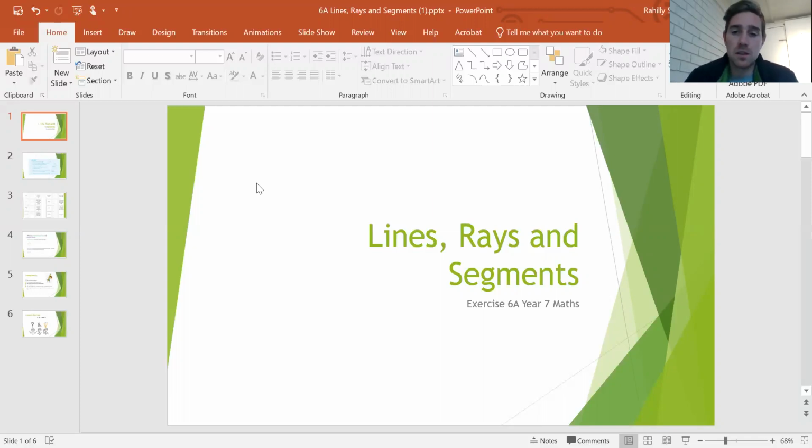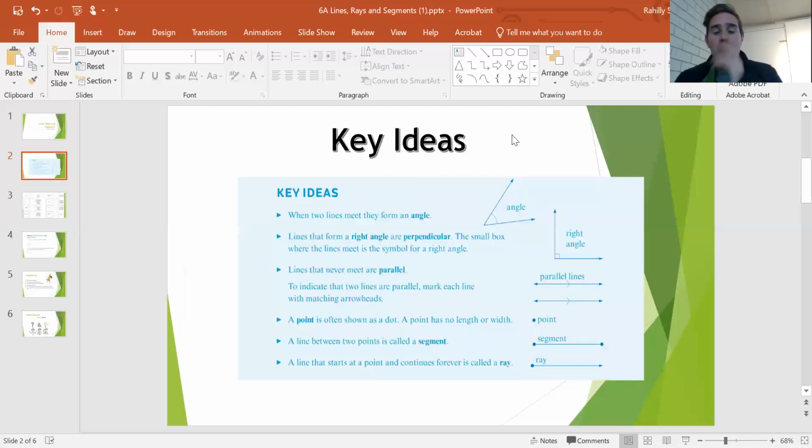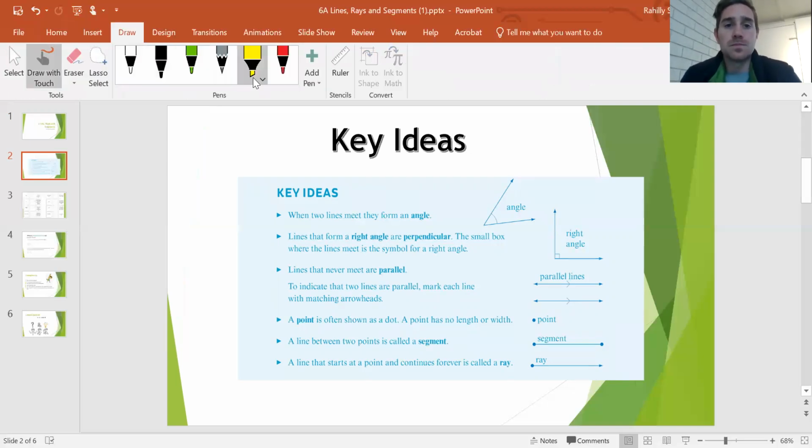Just a reminder, this is 6A of your textbook, and we're starting that today. We're going to jump straight in. So we're looking at lines, rays, and segments this morning. We'll go to the next page. Here are some key ideas. I'll read through them and I'll highlight which ones I want you to get in your notes as well, but I'll just read through them first for now.